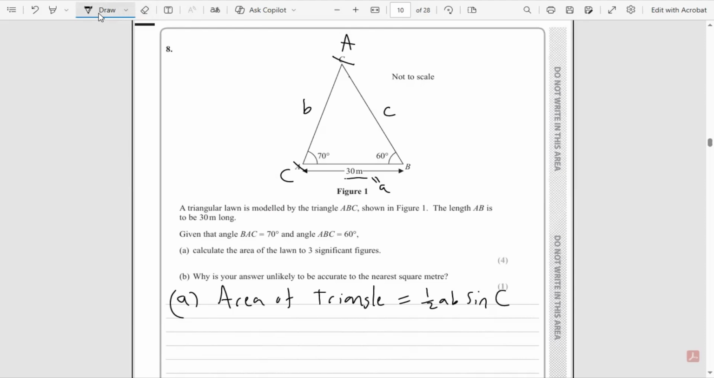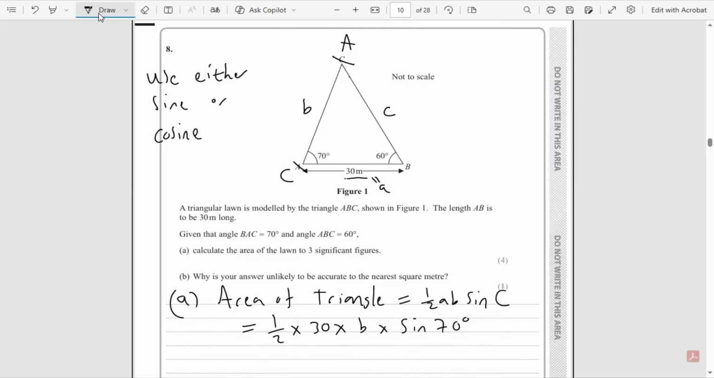So now if we sub into the half ab sine C formula, the area of this triangle must be a half multiplied by a, which is going to be 30 in this case, multiplied by b, which we don't know at the moment, and then multiplied by sine C, and the C is going to be 70 degrees. So obviously we don't know what that b is going to be. So we're going to have to use either the sine or the cosine rule to work out what that b will be. So I'll just write up here, use either sine or cosine rule.